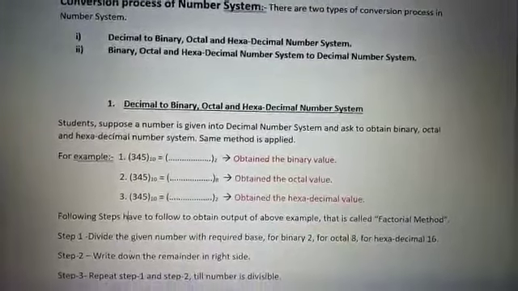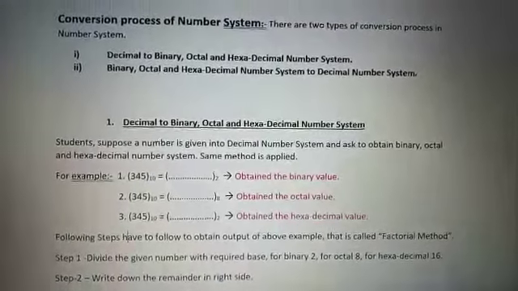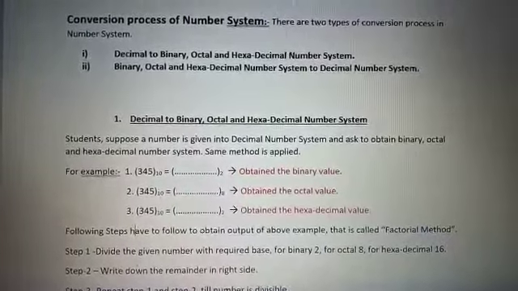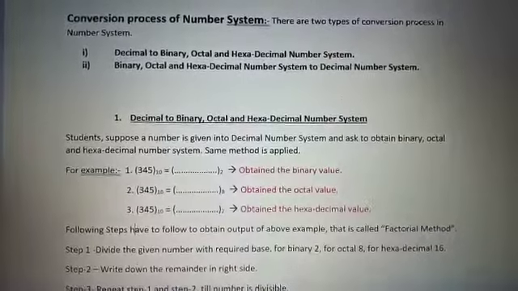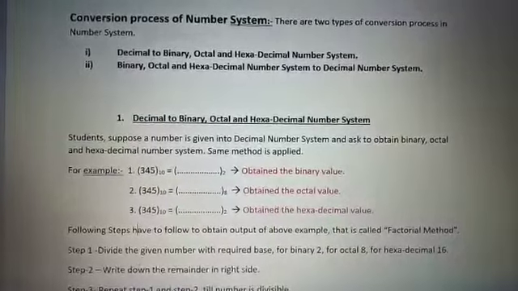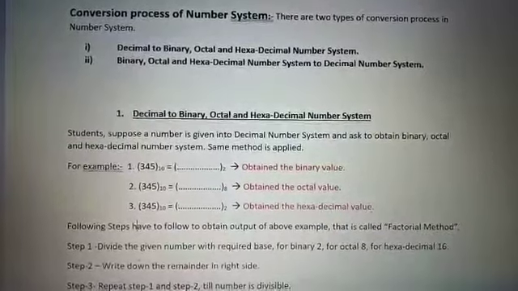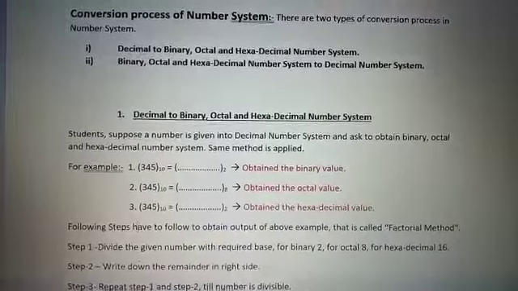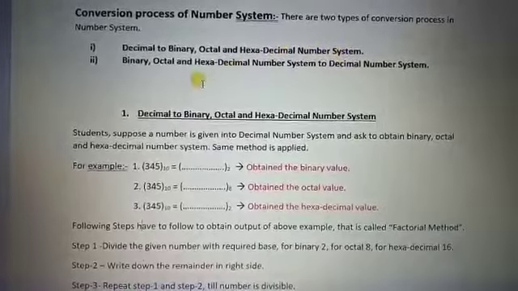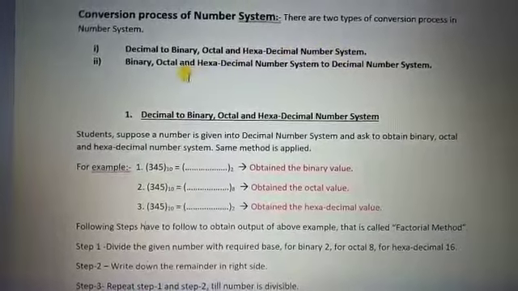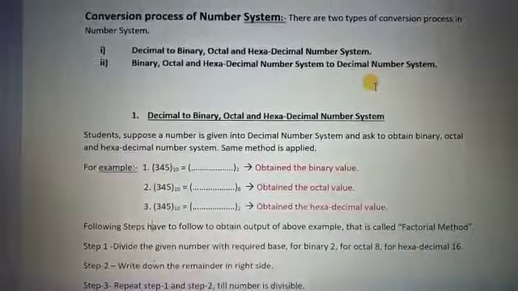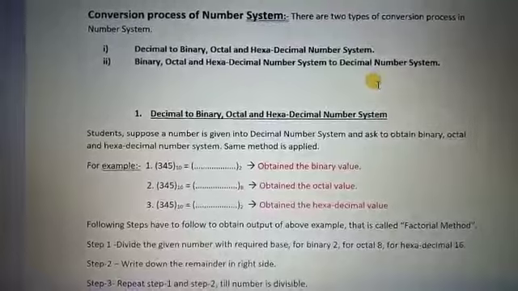In this video lecture we discuss the conversion process. Conversion means one number system value is converted into another number system. Students, there are two kinds of conversion. In the first, the number is given in decimal, and you have to convert it into the binary, octal and hexadecimal number systems. In the second, the number is given in another number system like binary, octal or hexadecimal, and you have to convert it into the decimal number system. So mainly there are two kinds of conversion.